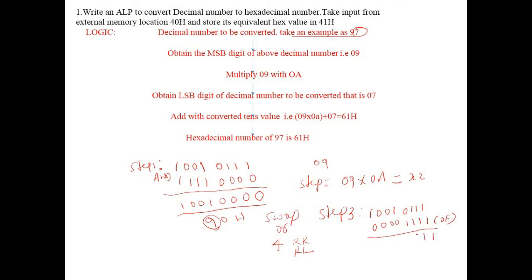So 1 0 0 1 0 1 1 1 ANDed with 0 0 0 0 1 1 1 1 gives 0 0 0 0 0 1 1 1. We got 07H. By masking the higher nibble, we successfully obtained the lower nibble of 97H. Now this needs to be added to the result, and we get the hexadecimal number. Next we'll see the algorithm to implement this logic using the 8051.